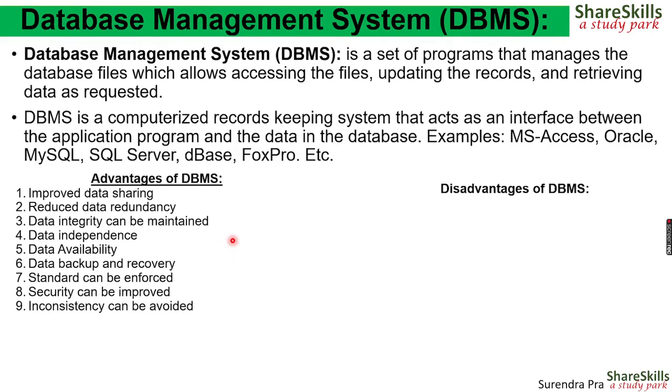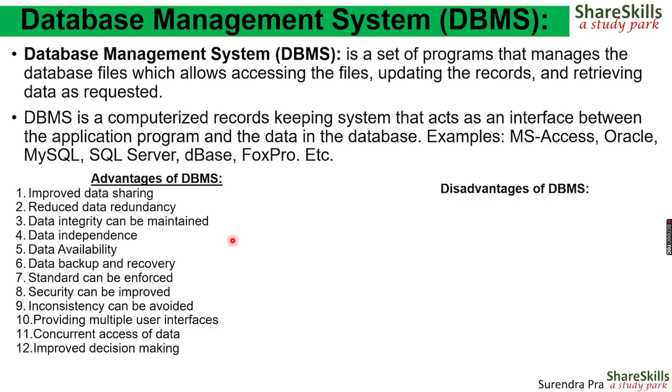So inconsistency can be avoided. Inconsistency means what we have already talked about, like duplications, and inconsistency means irregularity, like filter, sort, that also can be maintained. So providing multiple user interfaces, of course, numbers of users can work together, and concurrent access of data means anytime any types of data that you require can be filtered and accessed, and improved decision making. Also it helps us to make decisions by manipulating different types of data.